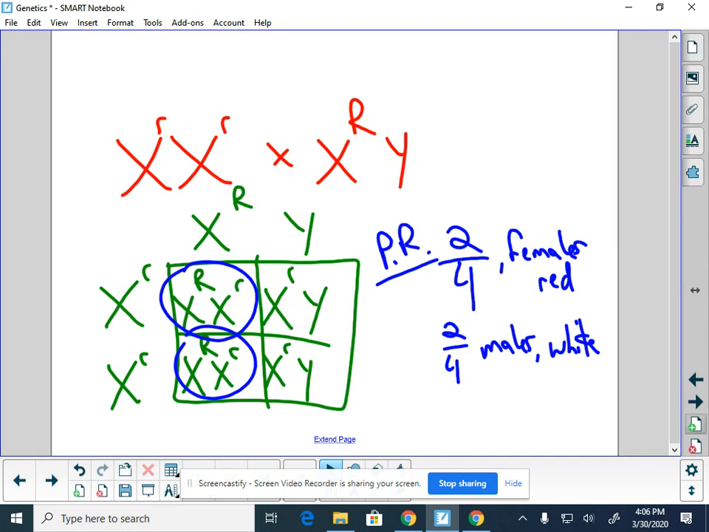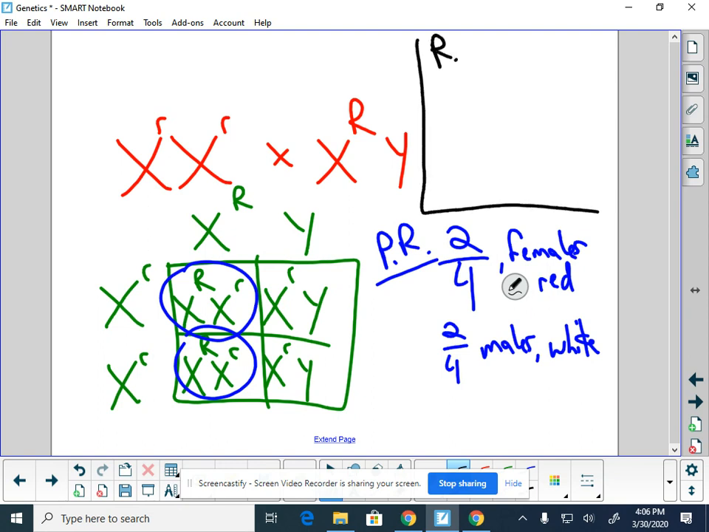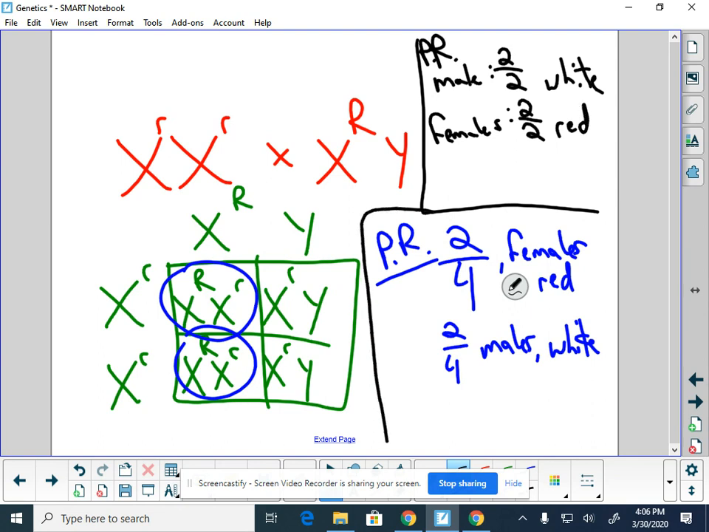Or another way to show this Punnett square is I could just deal with the sexes. Another phenotypic ratio I could show is just say males. Of the males, 2 out of 2 are white-eyed. And for the females, 2 out of 2 are red eyes. Either of these two ways of doing phenotypic ratios for sex-linked traits is okay.